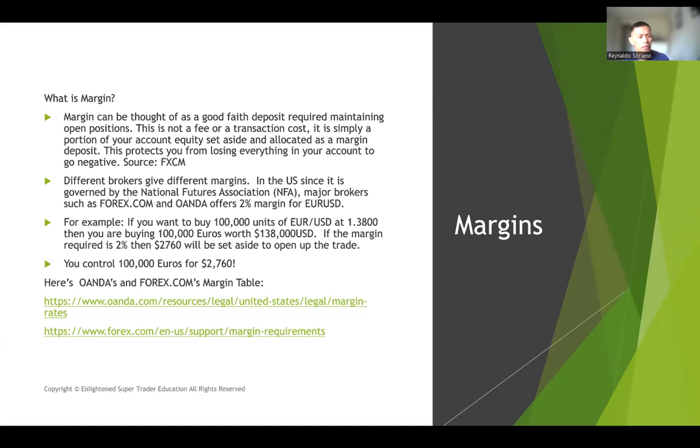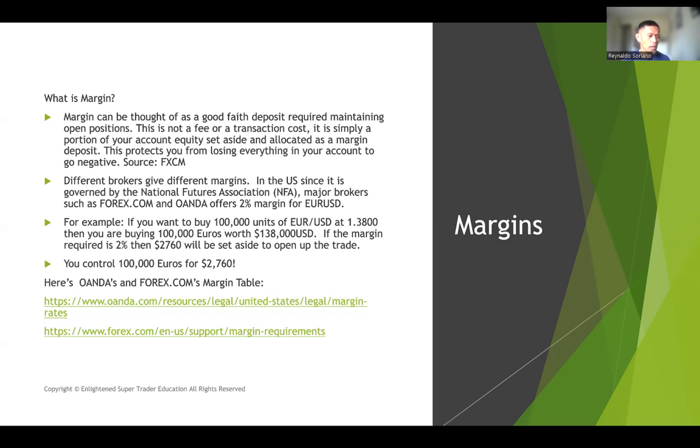On the other hand, since there is some form of leveraging and there are margin requirements, if the margin required is 2%, then $2,760 will be set aside to open up the trade. So you're controlling 100,000 euros for $2,760 rather than $138,000. This is how they can make it available to retail traders. Actually, in my opinion, that's awesome. Because when you're trading stocks, there are certain brokers that will give you a leverage of 5 to 1, 10 to 1. But imagine you having 50 to 1, then even better.